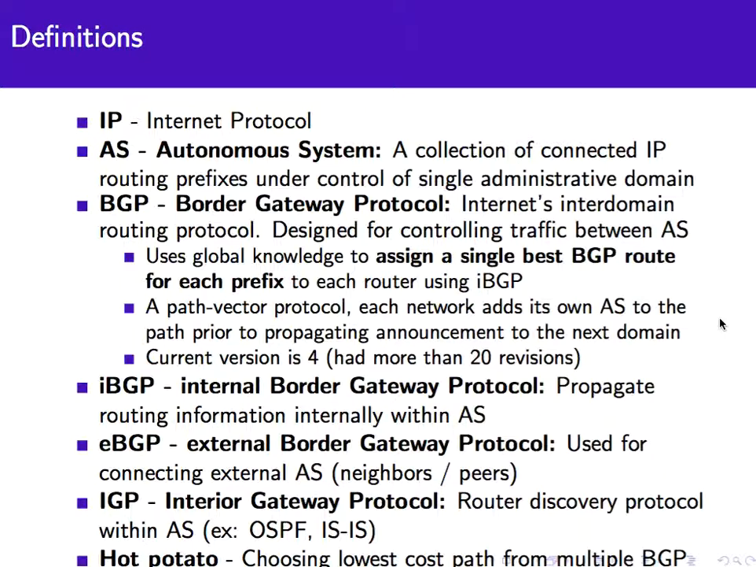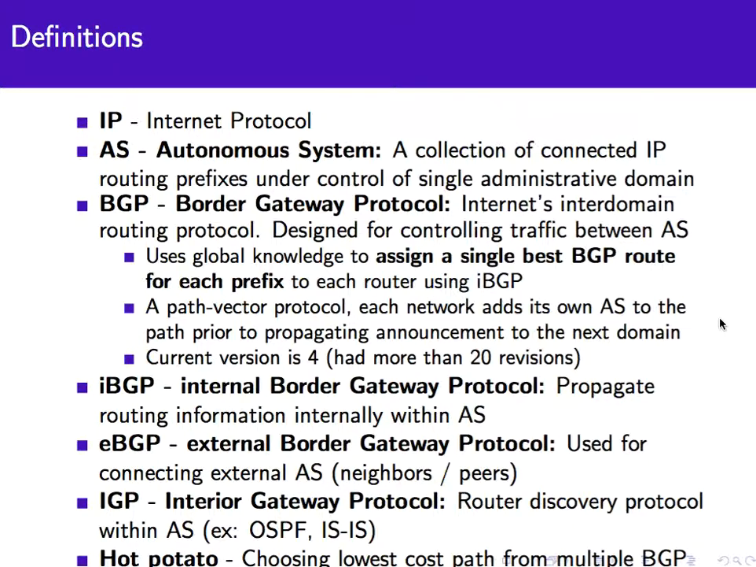IBGP stands for Internal Border Gateway Protocol. It's exactly the same protocol. The only difference is that this protocol is run within the autonomous system. eBGP is the External Border Gateway Protocol. Again, it's exactly the same protocol, but it's used for connecting between external autonomous systems, or neighbors, or peers.